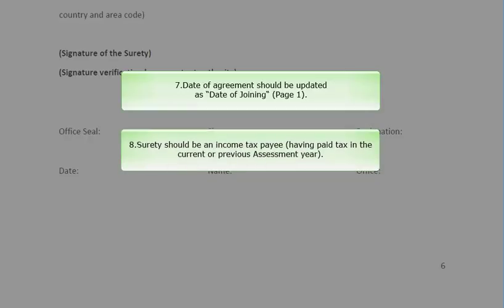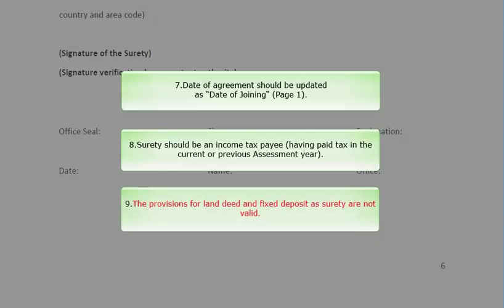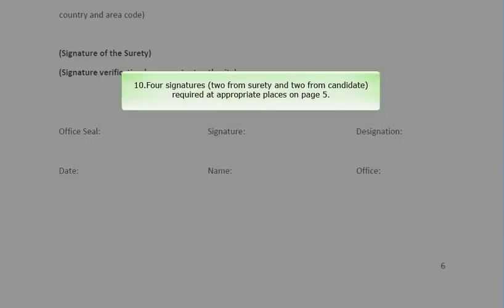Surety should be an income tax payee, having paid tax in the current or previous assessment year. The provisions for land deed and fixed deposit, as surety, are not valid. 4 signatures, 2 from surety and 2 from candidate, required at appropriate places on page 5.